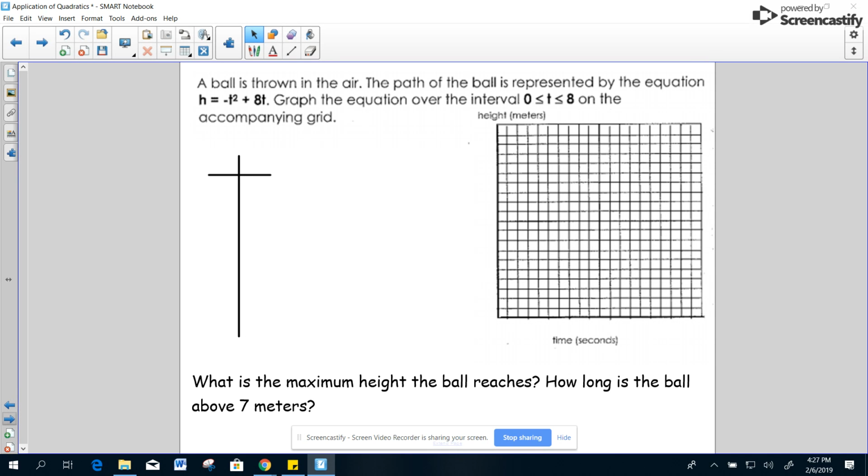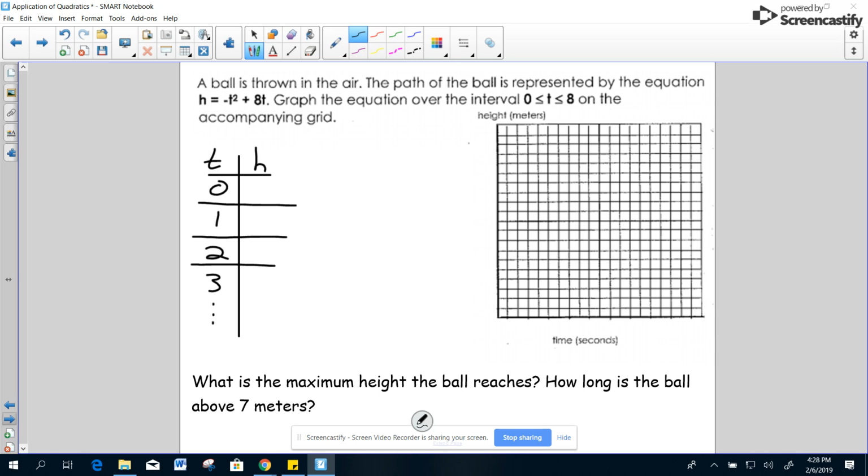We next have a blank graph grid for us to look at the path of a ball that's being thrown in the air. They give us the equation negative t squared plus 8t. We would like to graph the equation from 0 to 8. A couple options of what we could do is make a table of time and height, and we could put in 0, 1, 2, 3, and so on all the way until 8, graphing each location. Doing so, we would have the exact locations to graph.